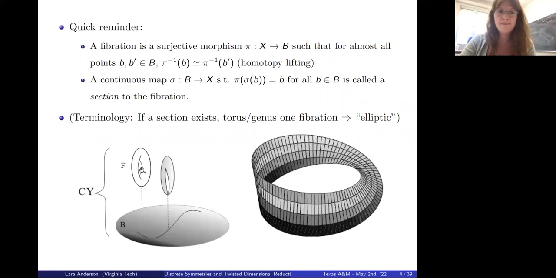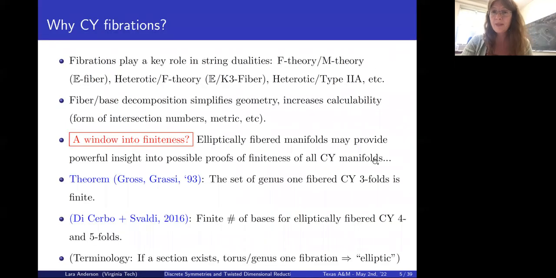Okay, so that's a quick bit of notation. So now, why am I talking about fibrations? Why is that going to be of interest? Well, for starters, the existence of fibration structures within the background geometries of string theory play a huge role in every known string duality. So for example, in the duality between M theory and F theory, the existence of an elliptic fiber of the type I was just describing is very important.